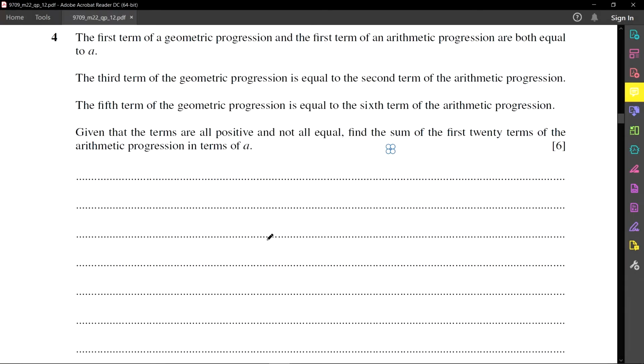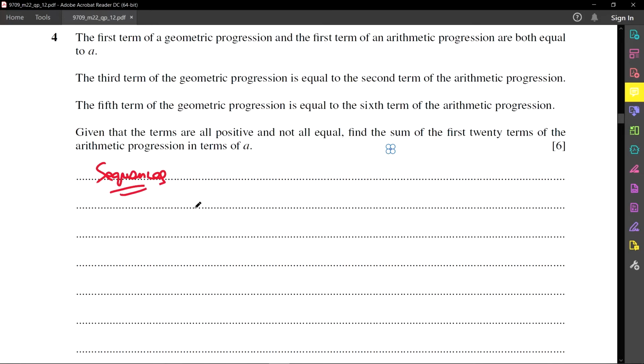Now let's move on to question number 4. Let's see. So this is very obvious that this is the concept of sequences, the arithmetic and the geometric sequences, this concept.